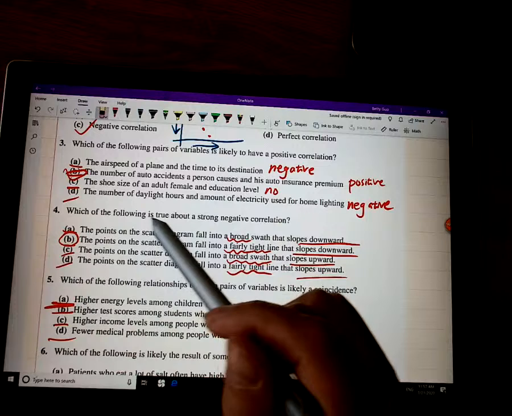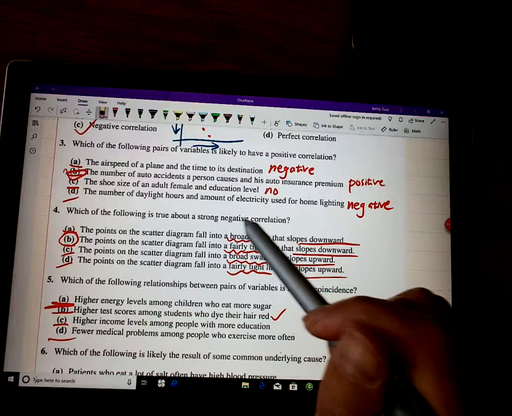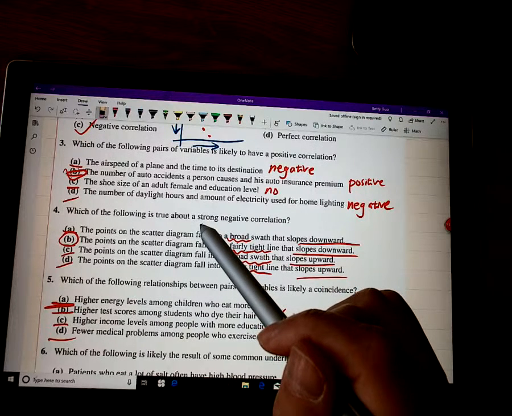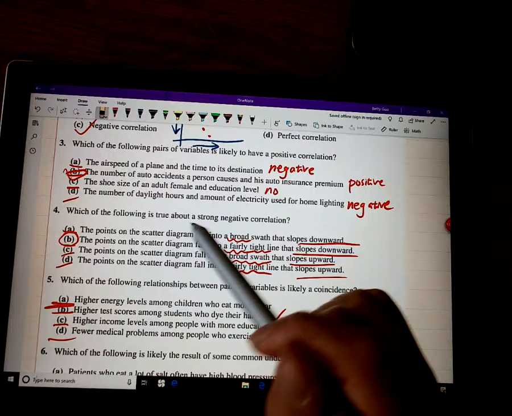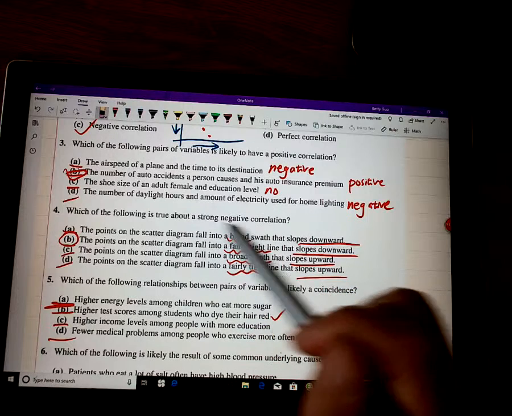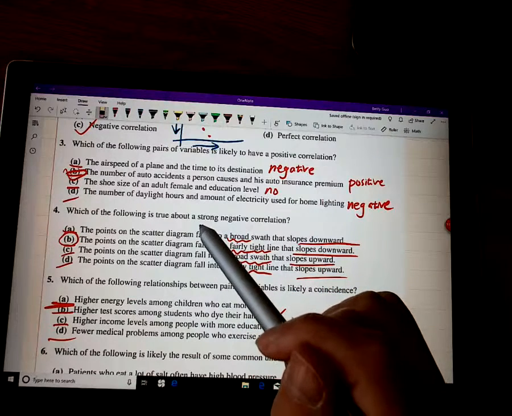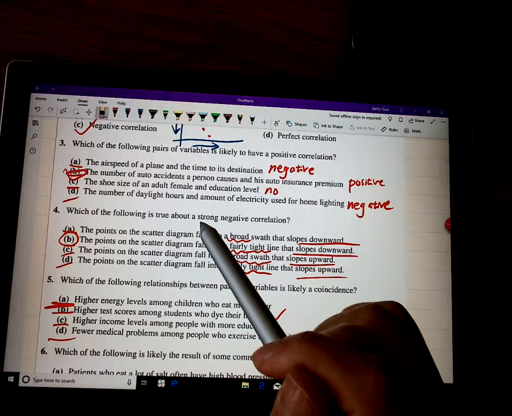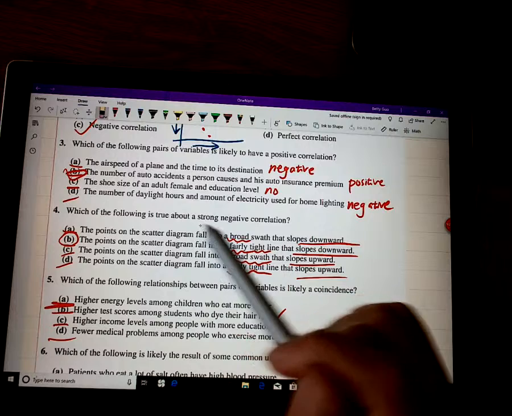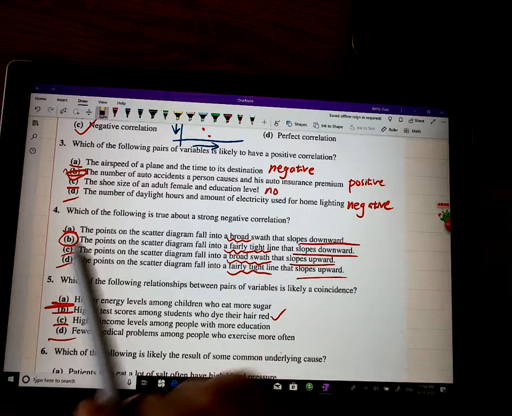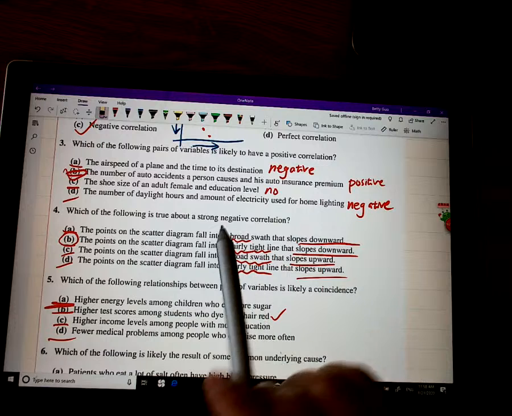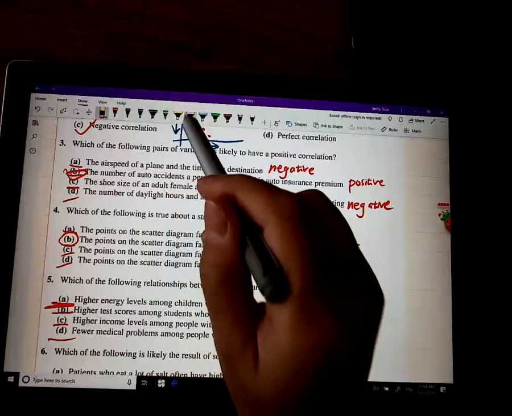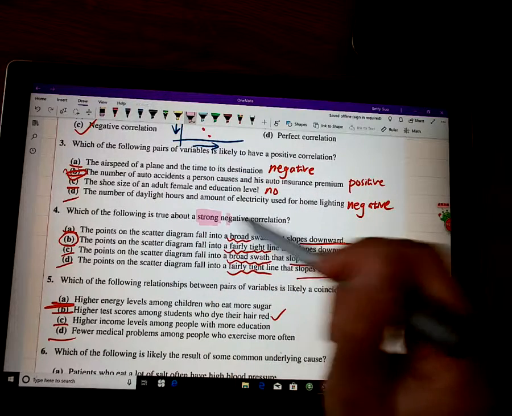Number 4, which of the following is true about a strong negative correlation? If you take a statistics class, you would learn how to exactly measure the strength of a correlation. But this is not a statistics class. We only touch the surface. We only need to judge a strong or weak correlation just by common sense, or the pattern in the scatter plot. So the keywords here are strong and negative.